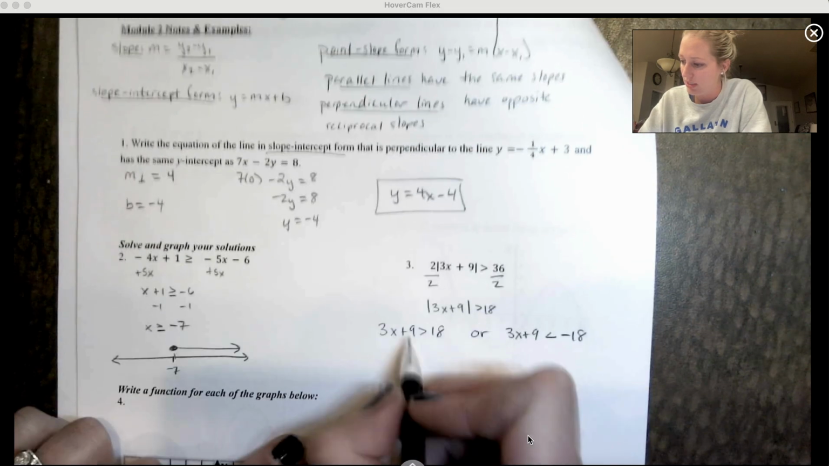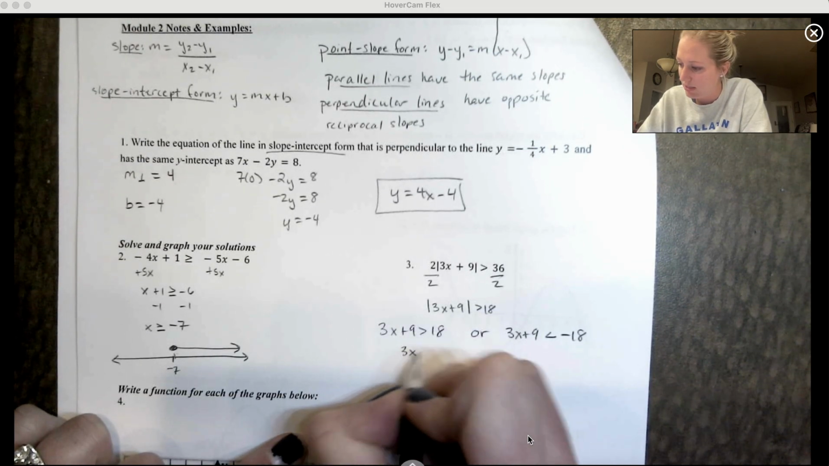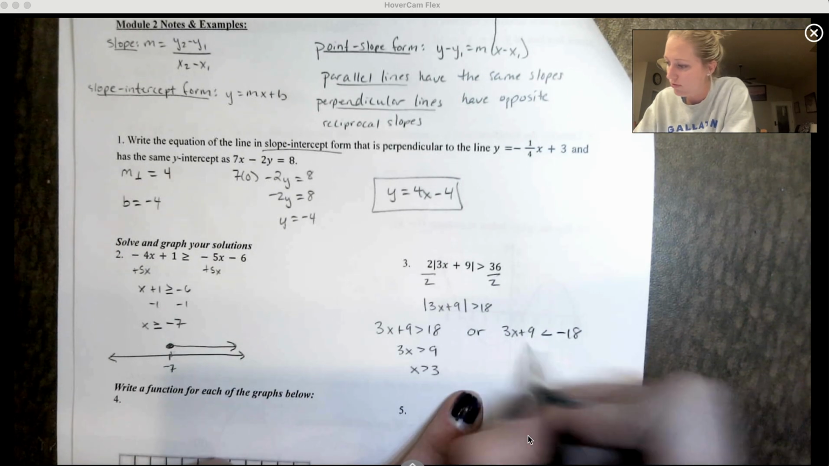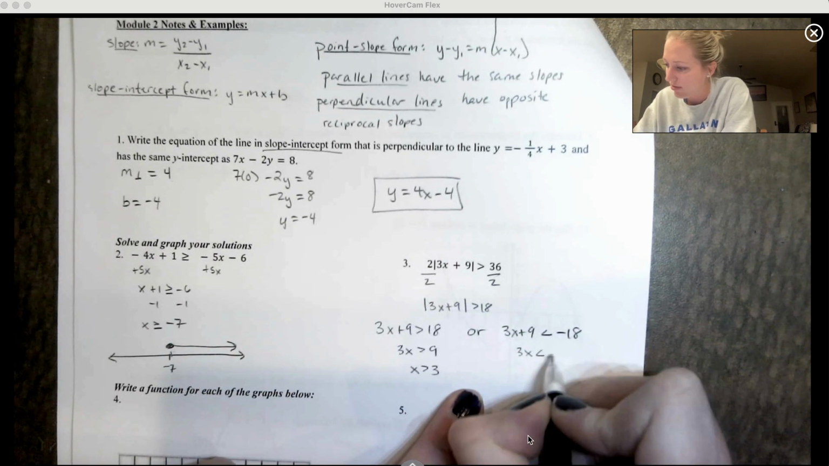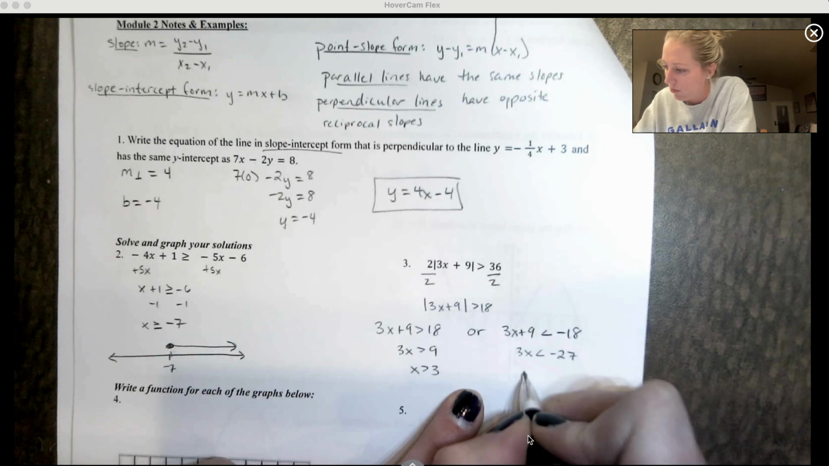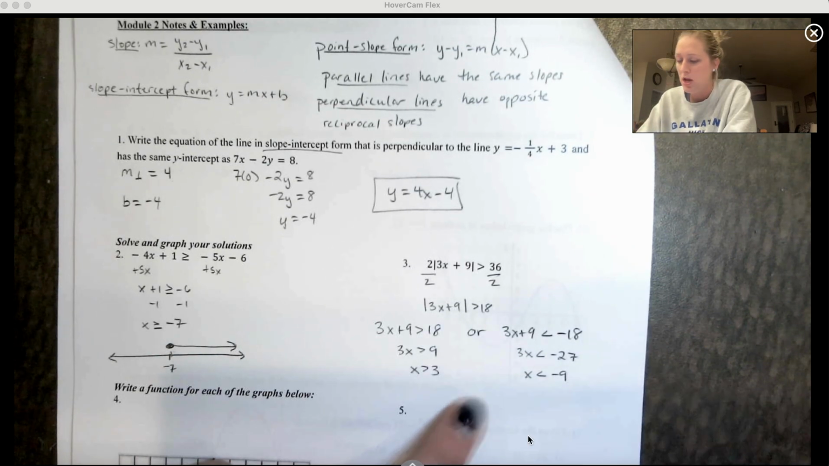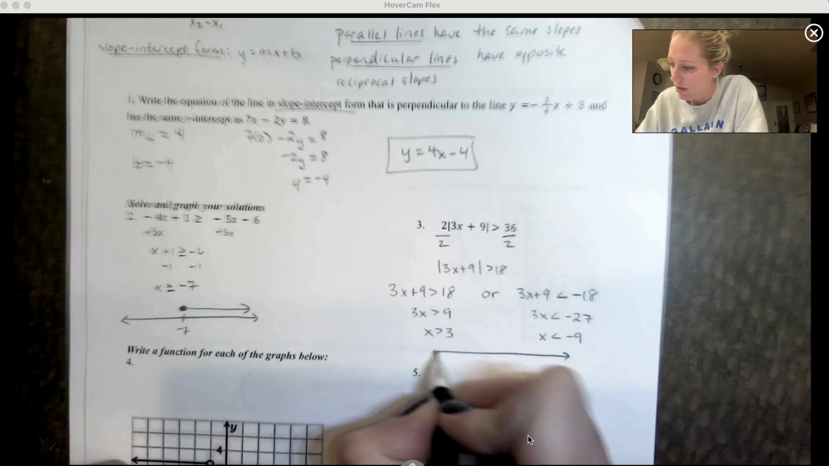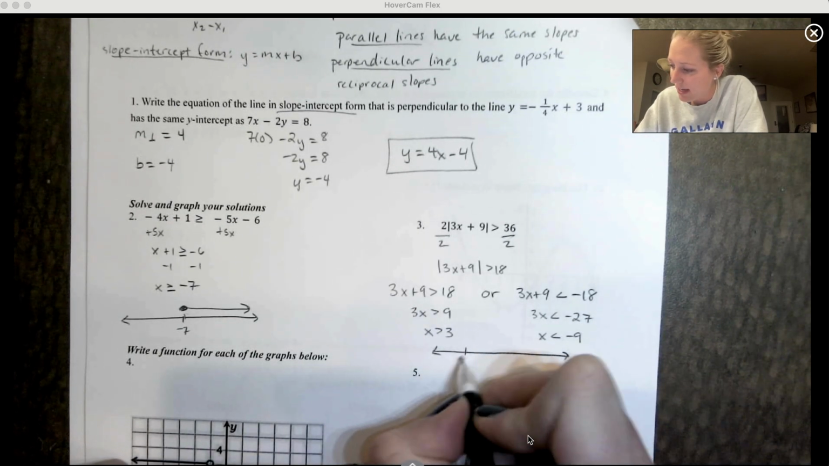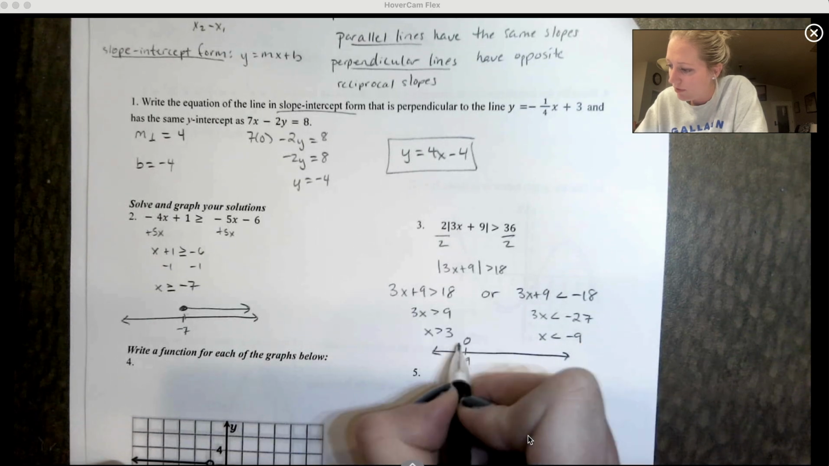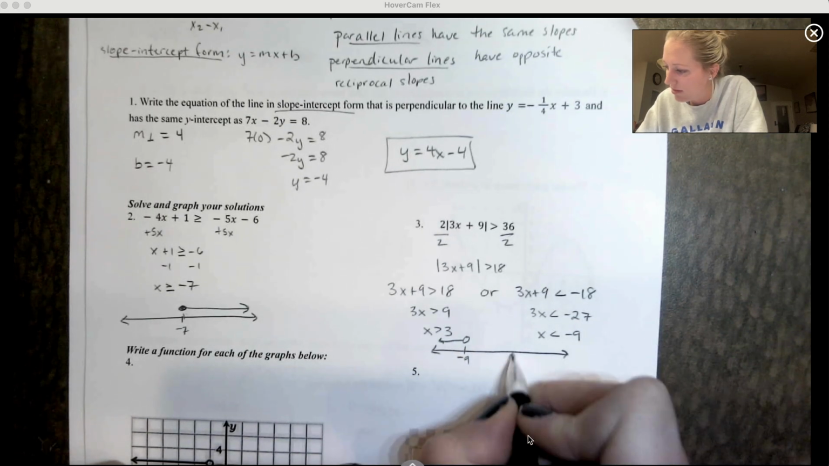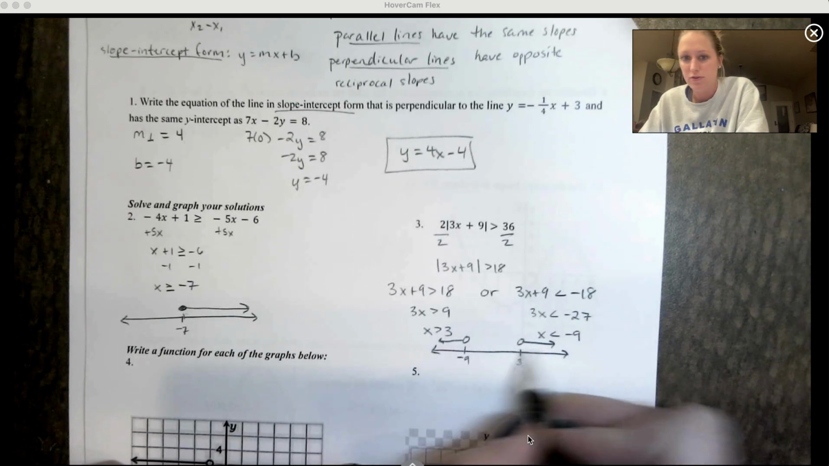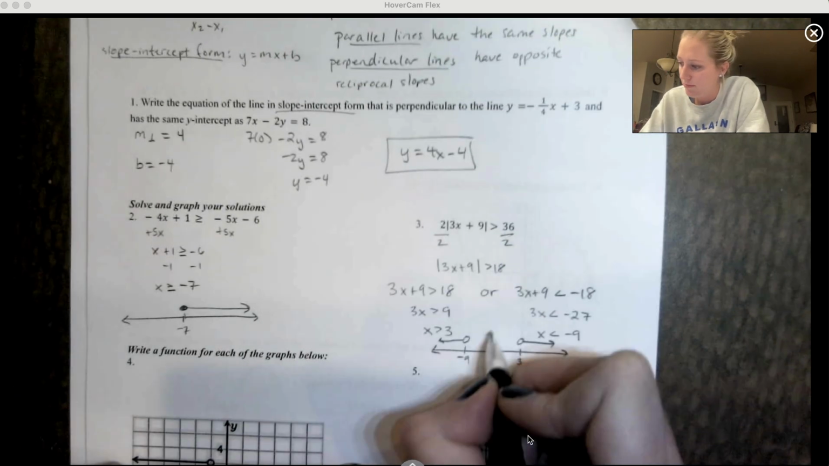Okay, so we're going to subtract 9. So I've got 3x greater than 9, so x is greater than 3. This one, subtract 9, we got 3x is less than -27, so x is less than -9. Okay, my graph for this one then. So we have x is less than -9, so open circle, less than is to the left, and then x is greater than 3, open circle going to the right.